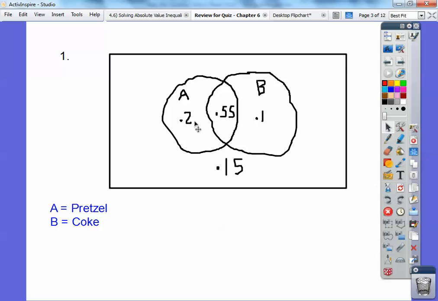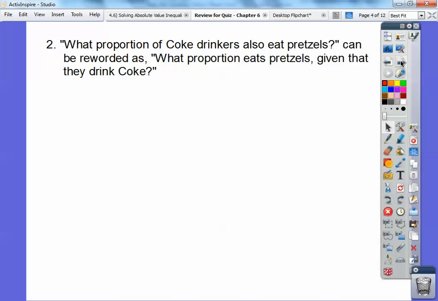Okay, and I think they said pretzels is 75%, so that adds up to 75% right here, and the Coke is 65%, so this adds up to 65%. And all of these add up to 85% right here, so this is the leftover, the 15%, okay? Piece of cake, piece of pretzel.